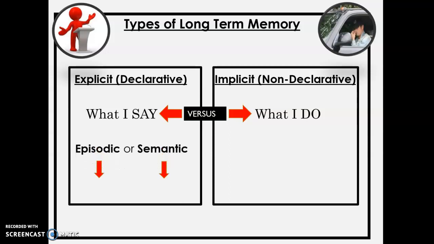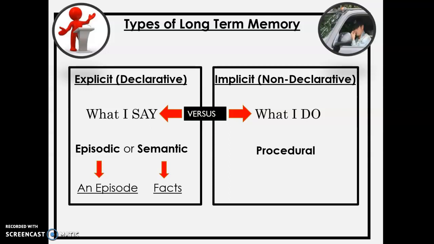All right, explicit or declarative memory is broken down into two more categories, and these are going to be real simple to remember. Episodic, it sounds exactly like episode, and isn't an episode an entire scene that's created? It's a story, and so that is exactly what episodic memory is. It's a story. It's an episode that you're discussing. Versus semantic, that's just stating just a fact. All right, so the story versus just a fact.